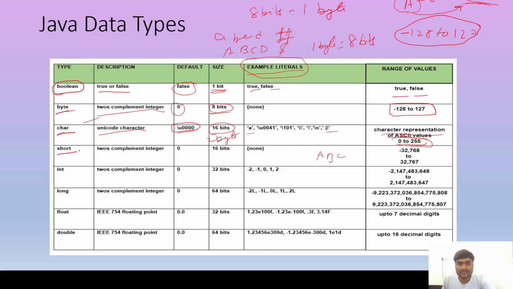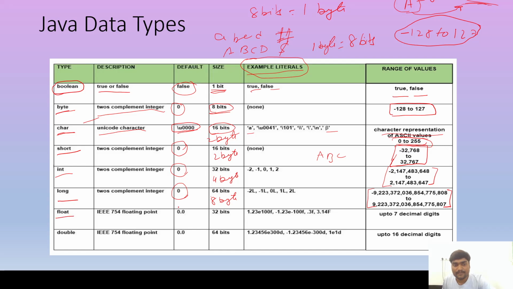Now another data type is short. It's again the same, default value 0. It is also of 2 byte. Now its value ranges from here to here. Now int, its default value is also 0, and it is of 4 byte, and its value ranges from here to here. Then long, its default value is also 0, its size is 8 bytes, and its value ranges from this place to this one.